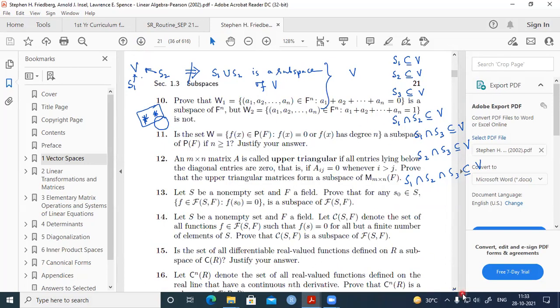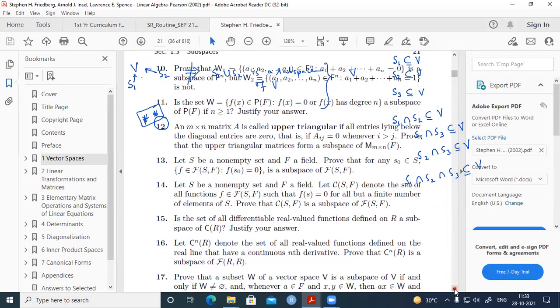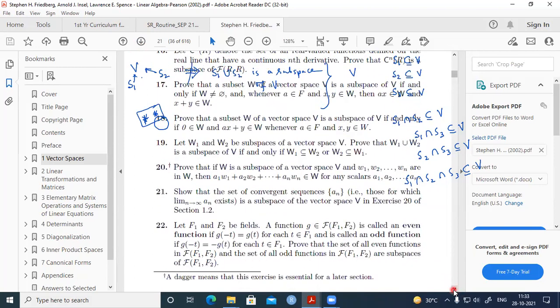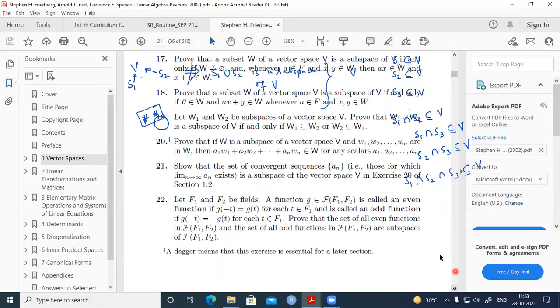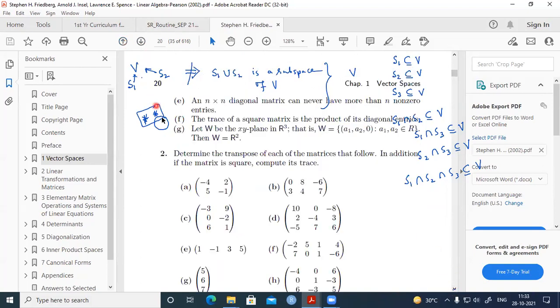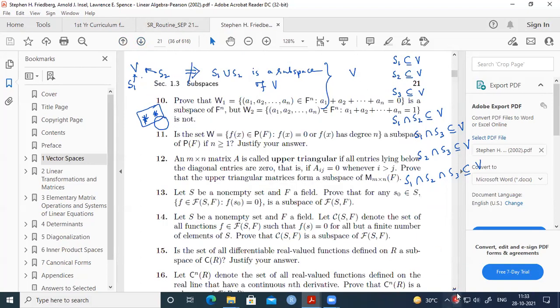You come to this particular problem. In this particular problem, what is written is a condition given over here. What is this condition? Condition is, sorry, just a minute.